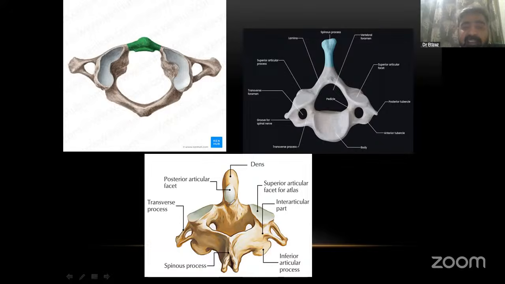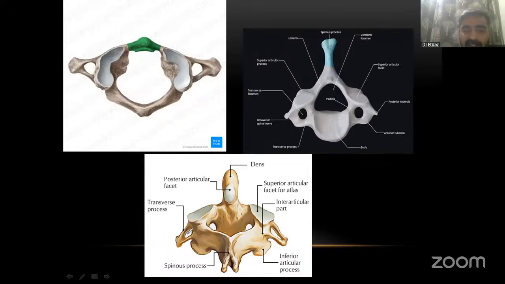Second thing that is important from the embryological point of view: the dens is the remnant, or rudiment, of the C1 vertebral body. Actually, it is part of the C1 embryologically. That's why it is fused with the C1 at that level, but later on it fuses with the C2. But embryologically, it is part of C1. That's why we have a good anatomical relationship of the odontoid with the C1.